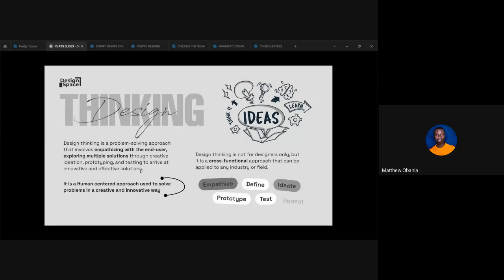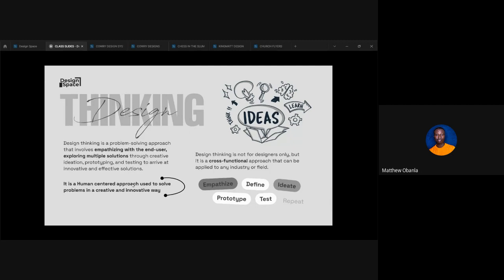So I mentioned here that it is a human-centered approach. I wanted to highlight that in bold, very big, in such a way that when I say human-centered approach, it is human-centric, it is user-centric. It's a human-centric approach used to solve problems in a creative and innovative way.